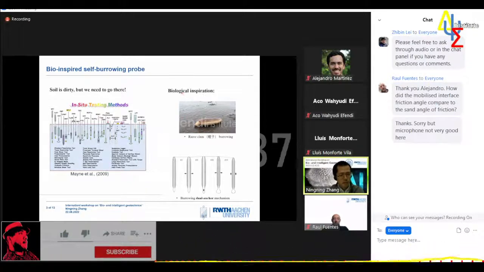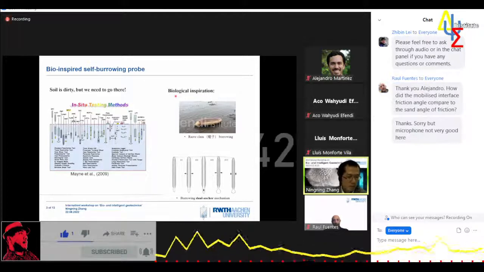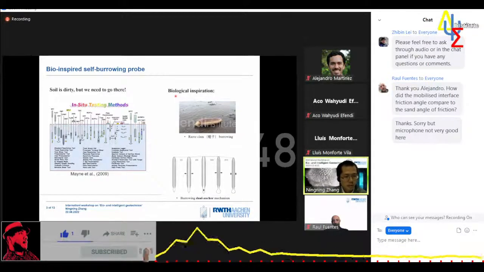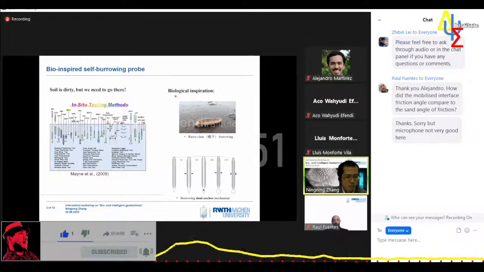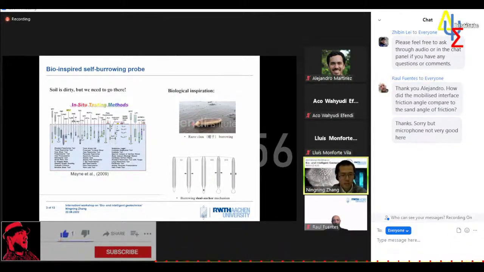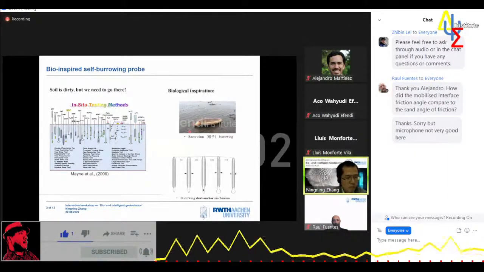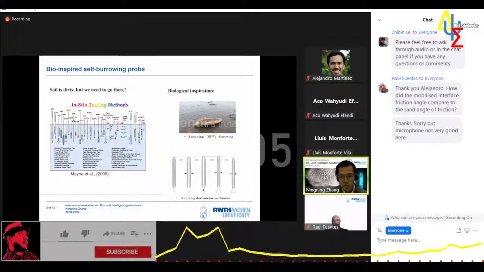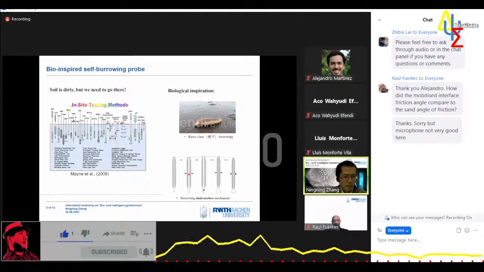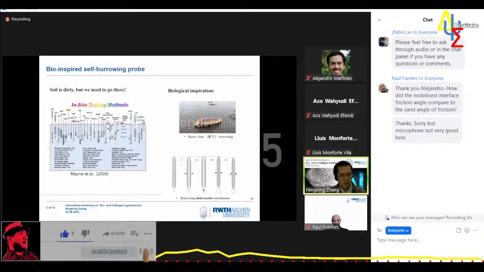In very recent years, the boring mechanism inspired by razor clams has attracted particular attention of researchers to develop a new generation of self-boring probes. Here you see a razor clam, the animal that inspired the researchers. You may think that the world of biology is very complex and mysterious, but actually, the boring mechanism of clams is very simple, as illustrated by this diagram here.